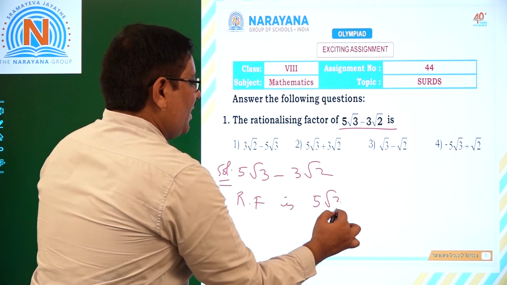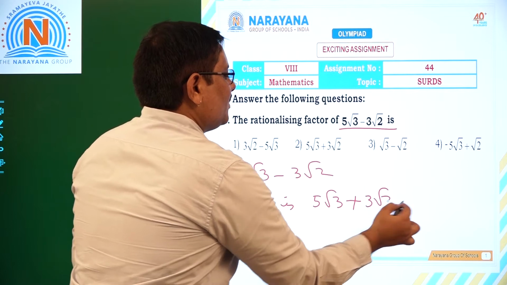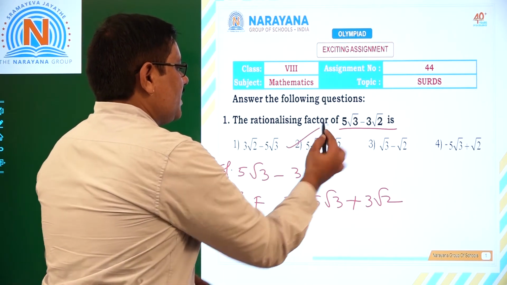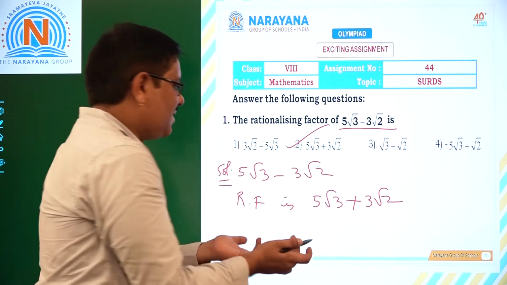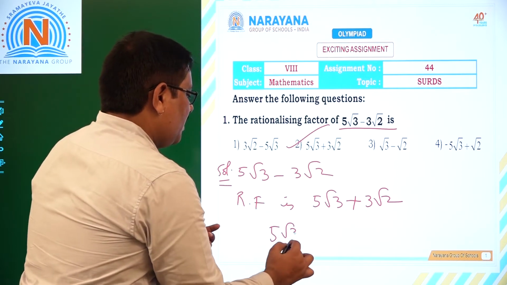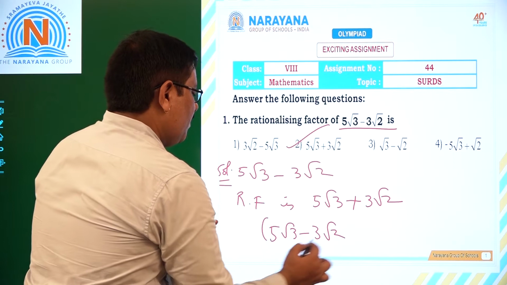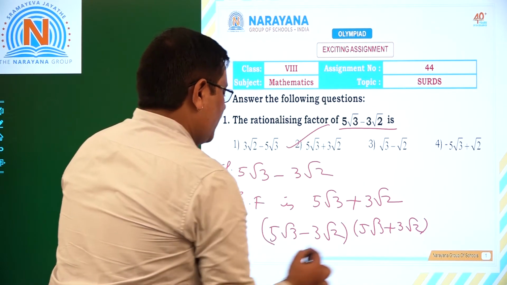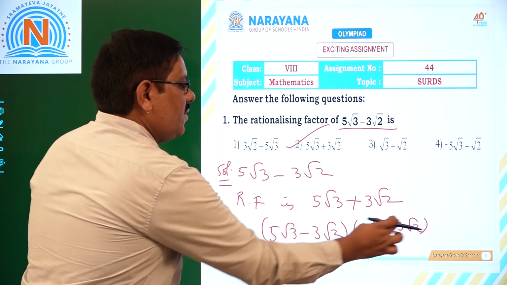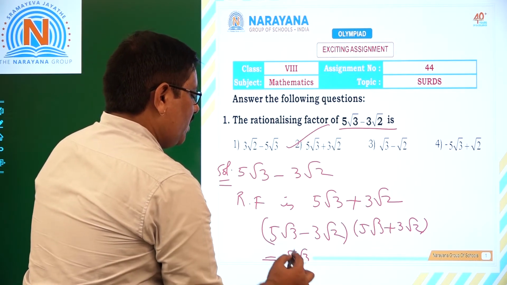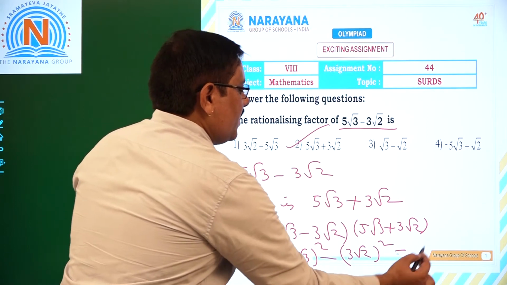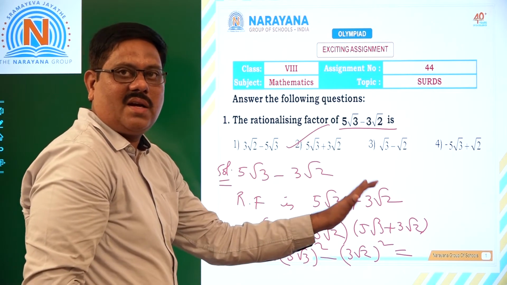5 into root 3 plus 3 into root 2. That is the rationalizing factor. That is the second option. Why? We can simply do that. 5 root 3 minus 3 root 2, if at all you multiply this with 5 root 3 plus 3 root 2, see here it is in the form of a minus b into a plus b. So it is 5 root 3 whole square, that is a square, minus 3 root 2 whole square, that is b square. A square minus b square. It is an identity we have.